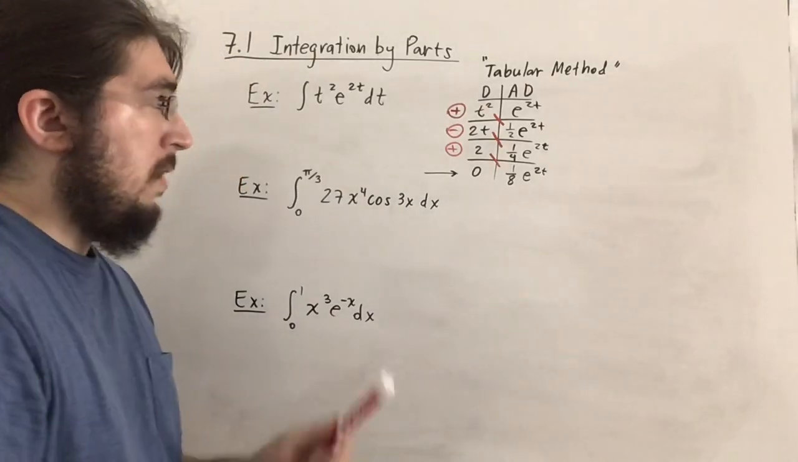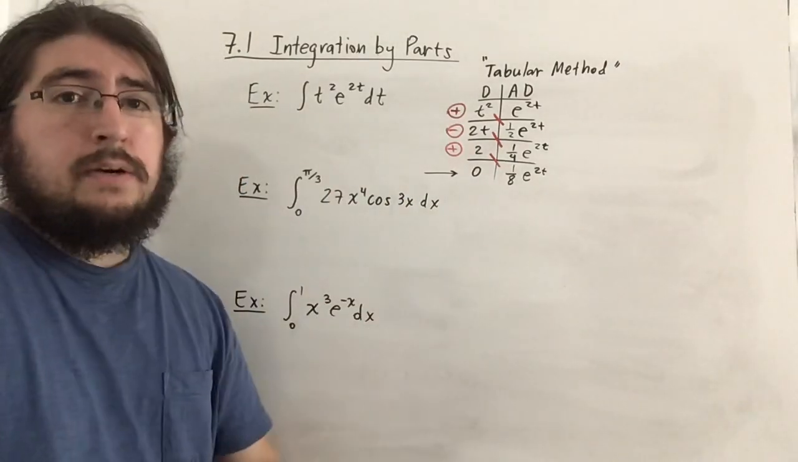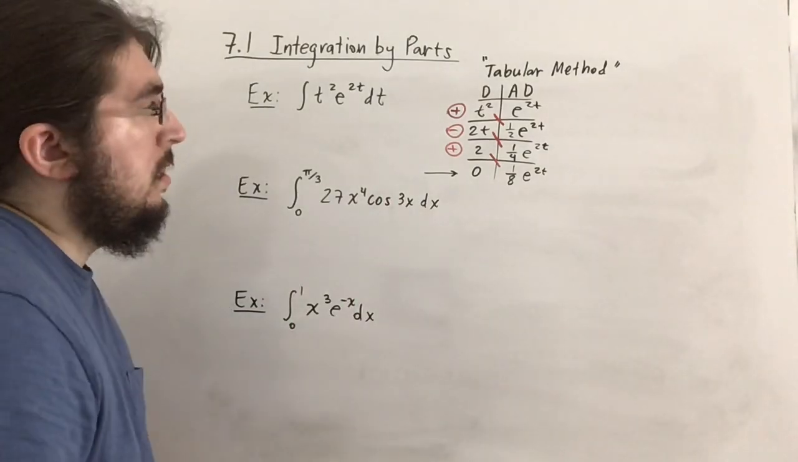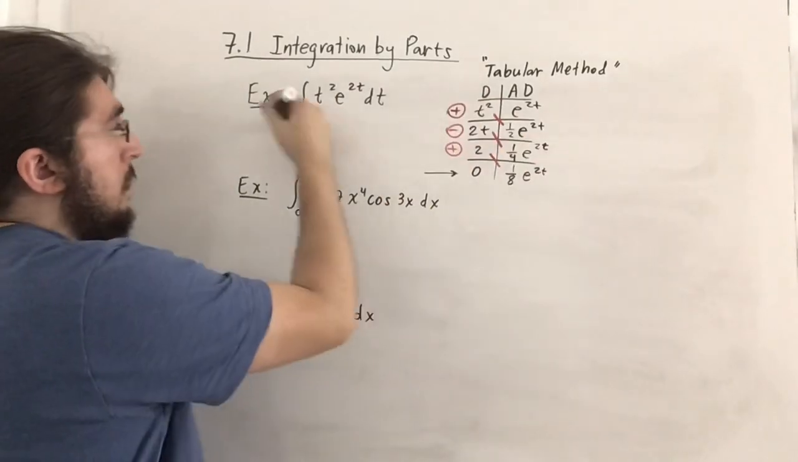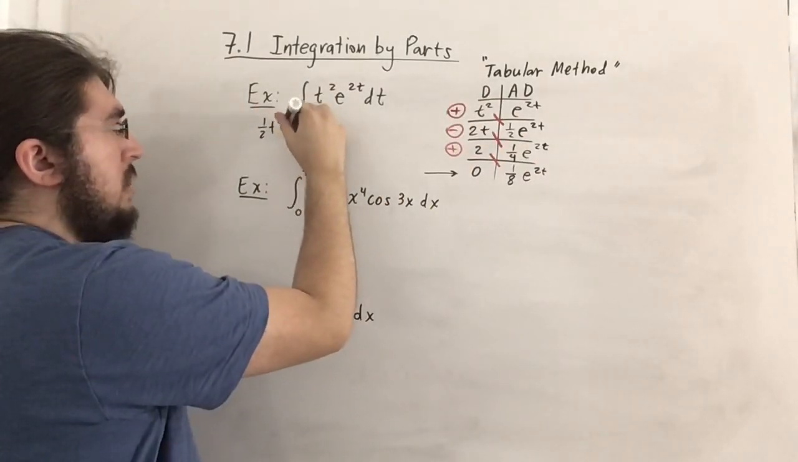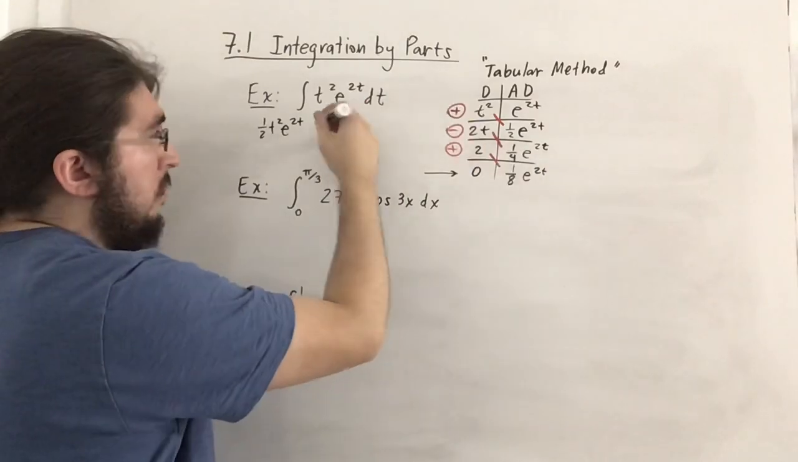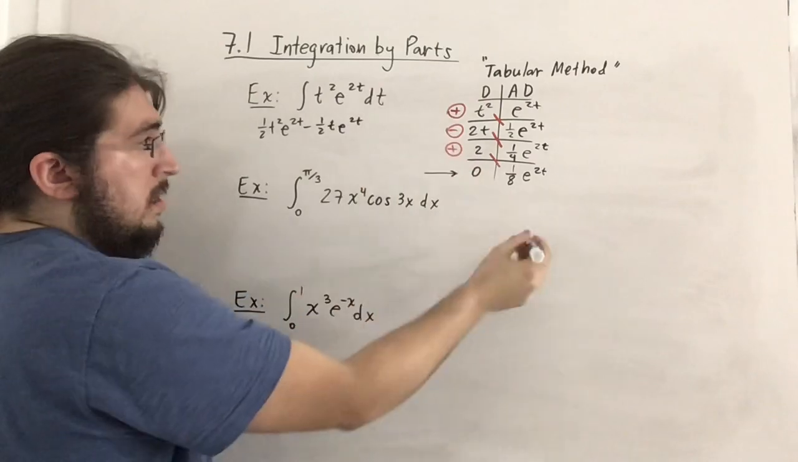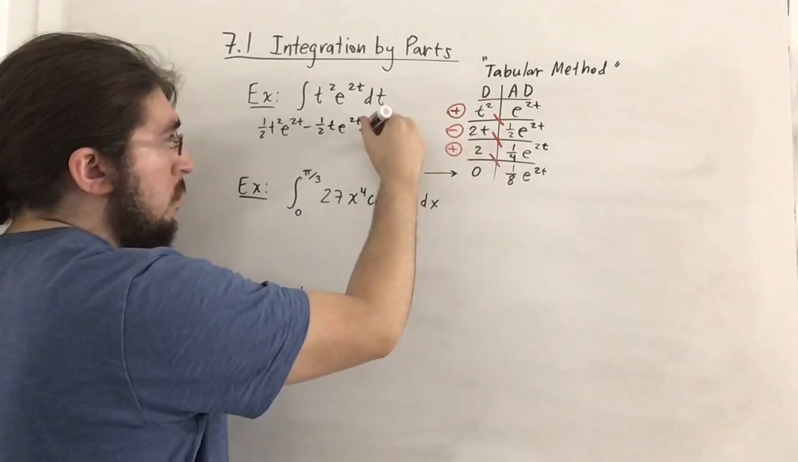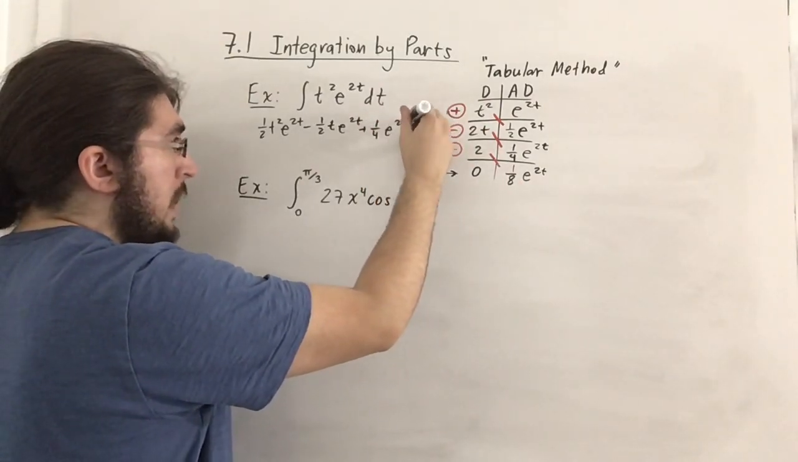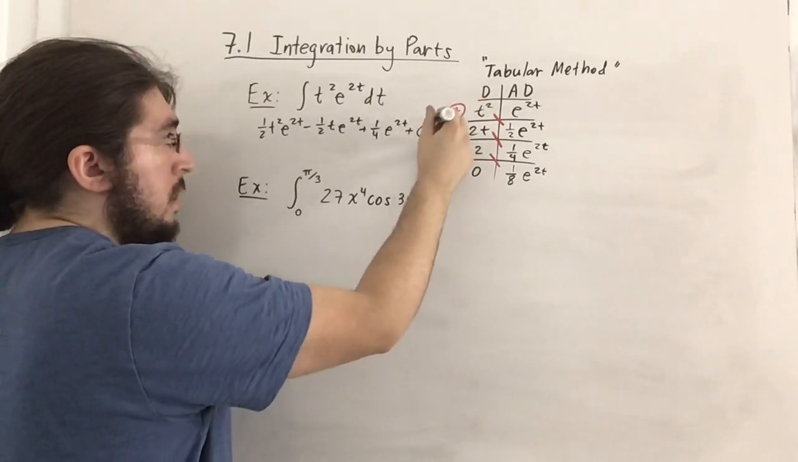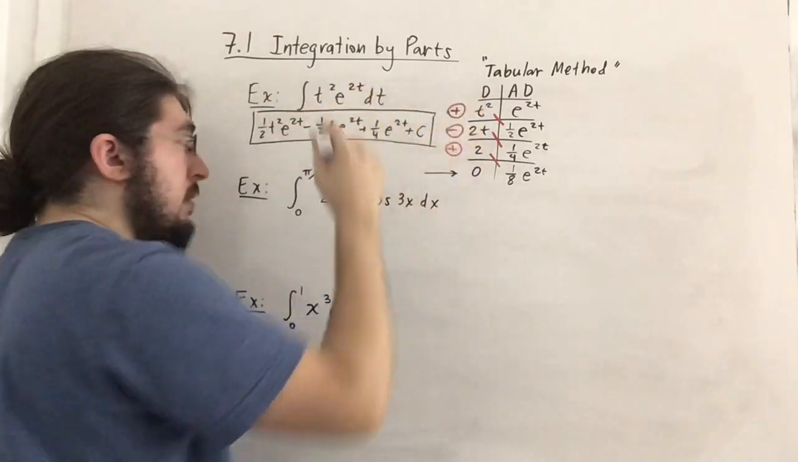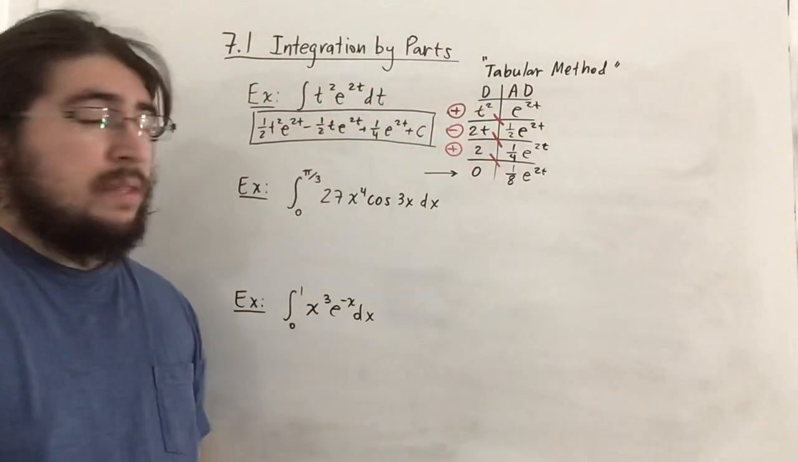And now, if we multiply these and combine, we'll get our answer, and it should be the same exact answer we got before, but with much less effort. Okay. So the first term here is going to be positive 1/2 t squared e to the 2t. This is going to be negative 2/4, which is 1/2, t e to the 2t. This is going to be positive 2/8, which is 1/4, e to the 2t, and then we're done, so write plus C. And this is exactly the same as the result we got before, and it should be. So we can verify this method works.